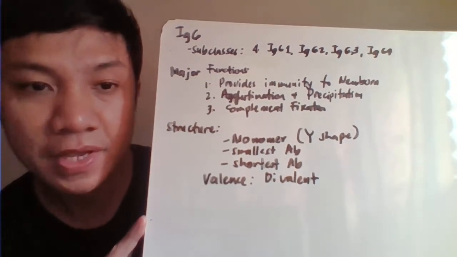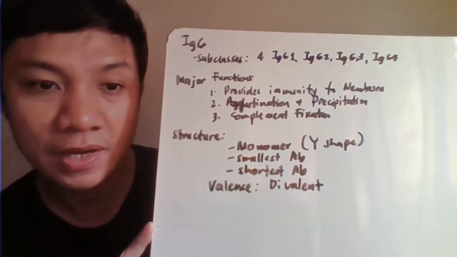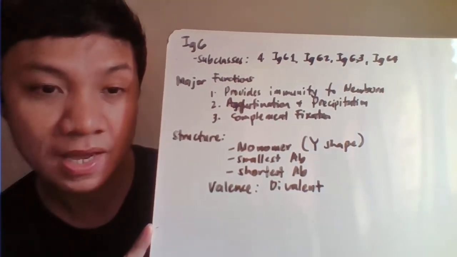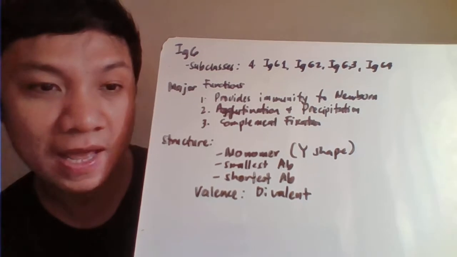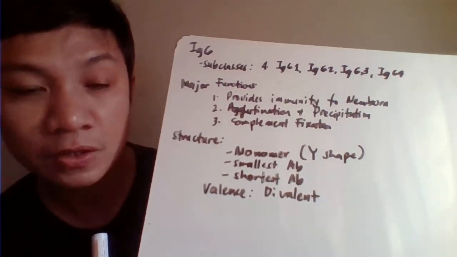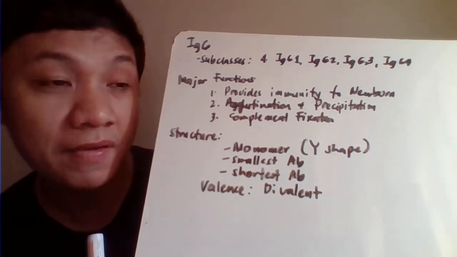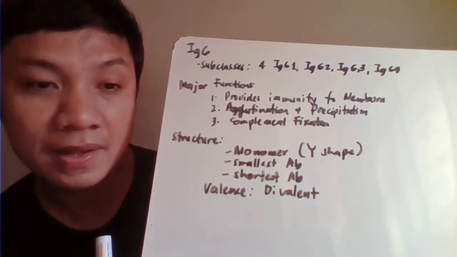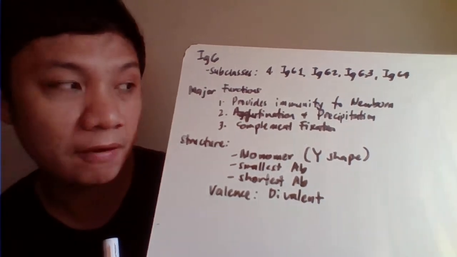Okay, so we have also here the IgG antibody. IgG antibody would have a molecular weight of 150,000. So consider here to be the smallest of all our antibodies, with the sedimentation coefficient of 7S. Okay, there are four subclasses of our IgG. So IgG 1, 2, 3, and 4.